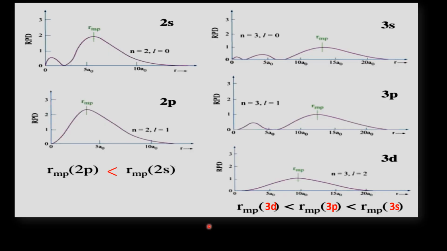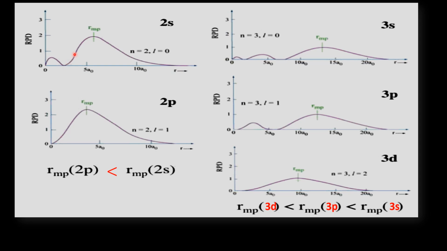Okay, now look at this plot. These plots represent the radial probability distribution against distance r for the 2s orbital, the 2p orbital, and the 3s, 3p and 3d orbitals. Here you can see that for the 2s orbital you have one node as you start from 0, and then as you go forward again, there is zero probability of finding the electron.